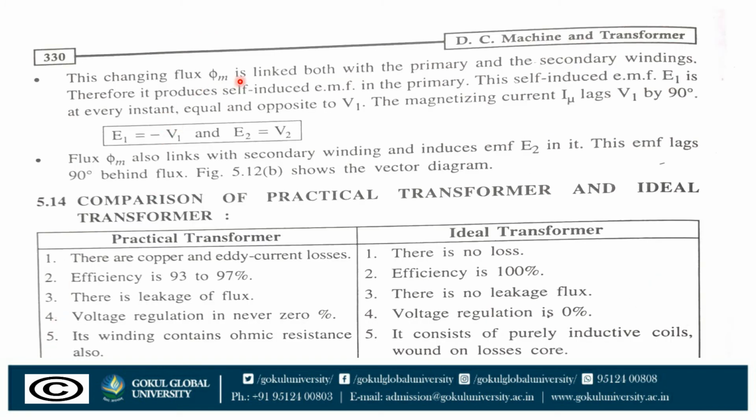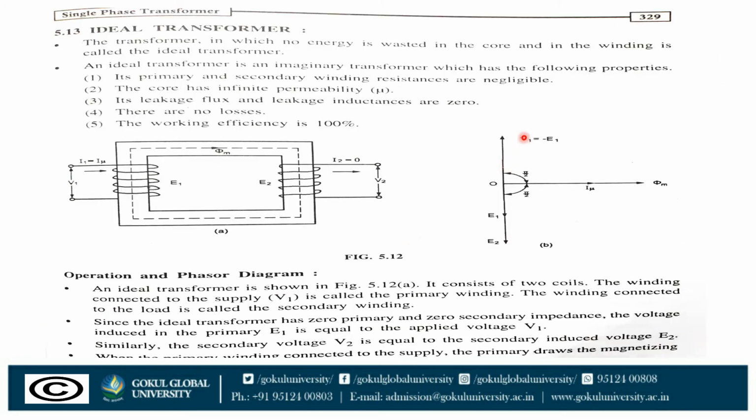Now we know that this change of flux phi m is linked with both the primary and the secondary winding. Therefore, it produces a self-induced EMF in the primary, and this self-induced EMF E1 is at every instant equal and opposite to V1. Okay. So in the phasor diagram, we have supply voltage V1, and whatever EMF is induced in the primary winding, the self-induced EMF, opposes V1. So that's why we draw the vector diagram on the opposite side to V1. Here we can say E1.